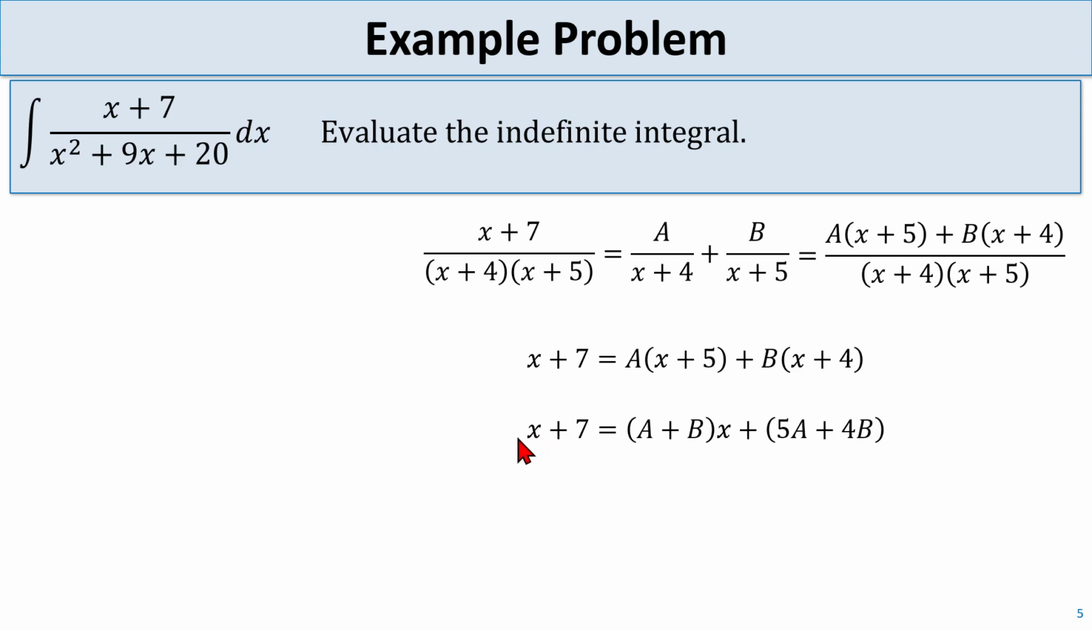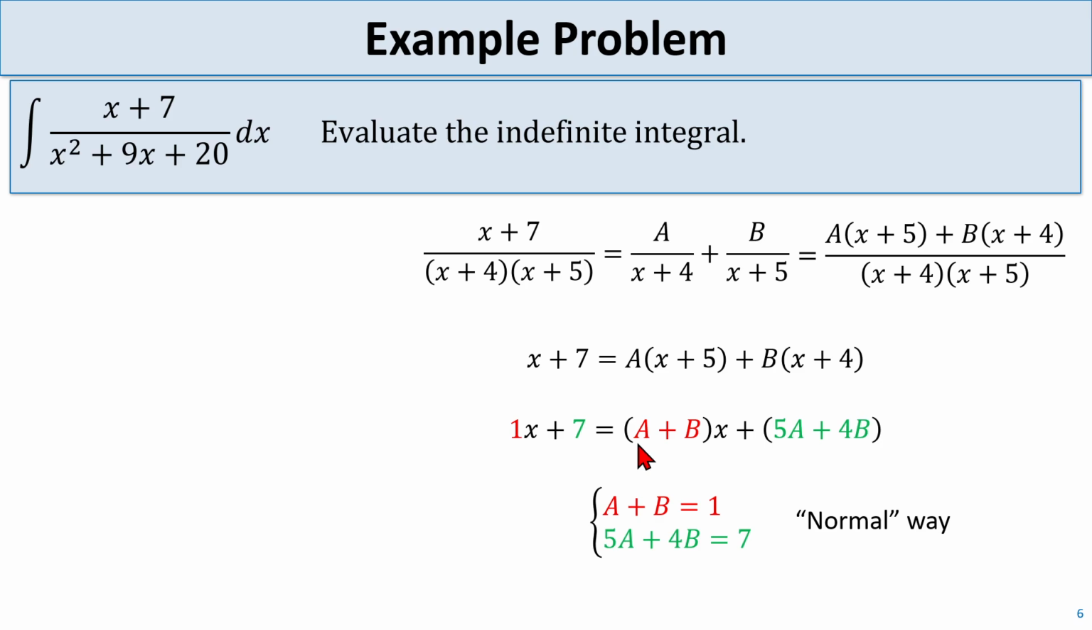Now, since these two expressions are equal to each other, their coefficients must be equal to each other. The coefficient of x has to be equal on both sides, and also these constant terms need to be equal on both sides. This leads to a system of equations. The first equation says that A + B has to equal 1, and the second equation says 5A + 4B has to equal 7. And the normal way would be to solve this system of equations.